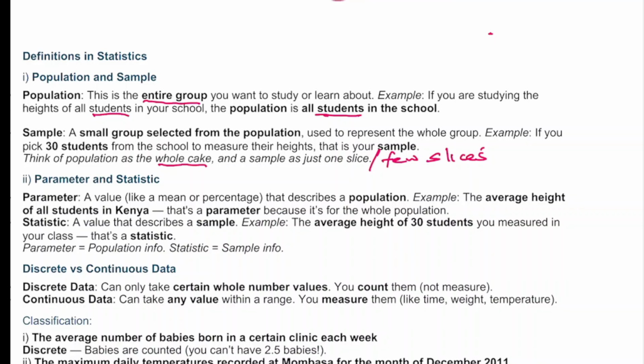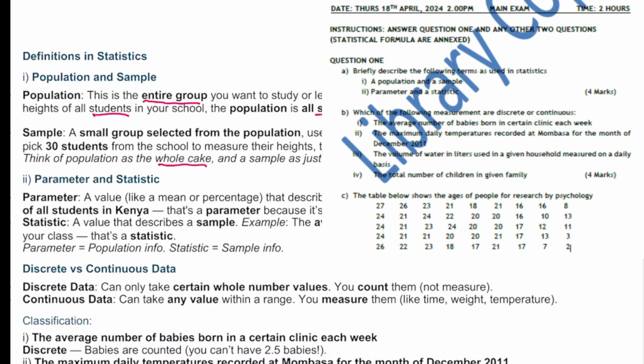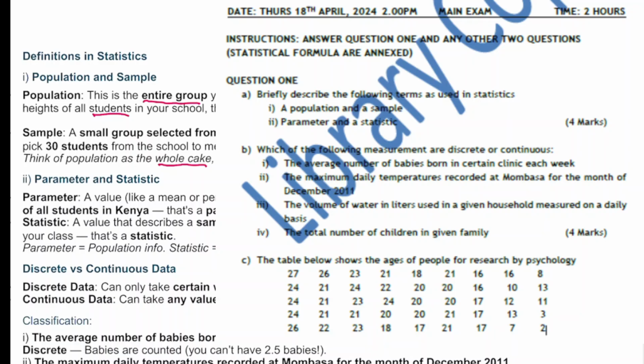Asante. So next one is if I go back to the question, I can enlarge if you want. So was the question, parameter and a statistic. So parameter and a statistics.